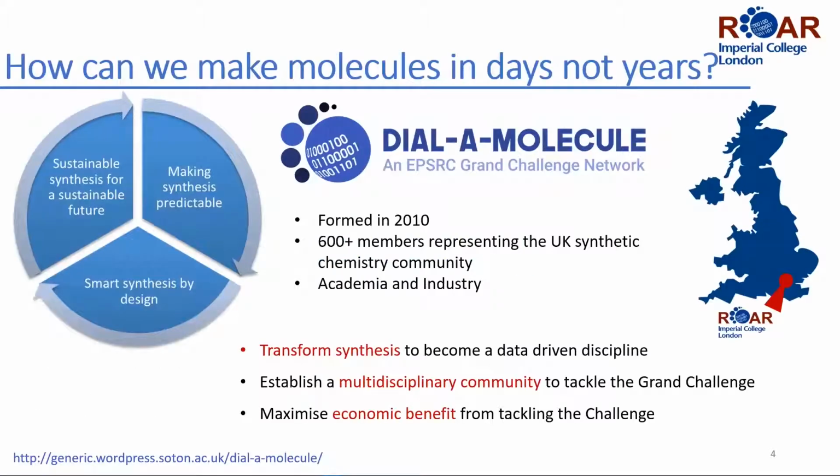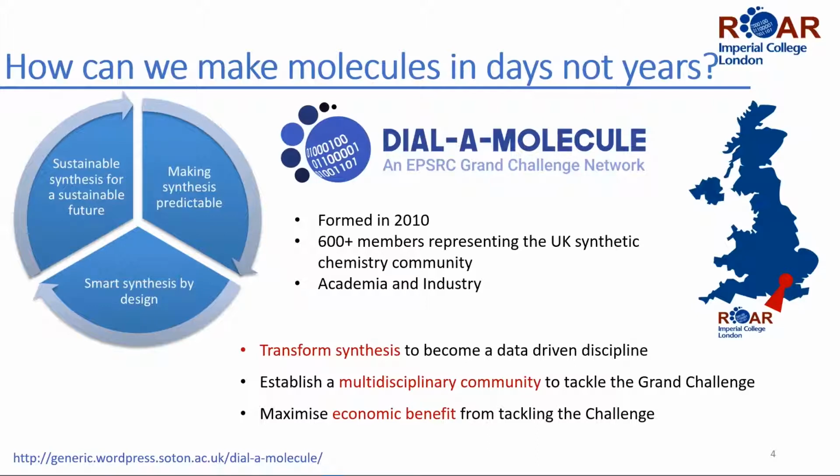What is RAW? Well, before I can tell you about RAW, I need to take a step back and talk about Dial-a-Molecule. This is a network formed about 10 years ago in the UK, made up of synthetic chemists and chemical engineers from across academia and industry. It's really thinking about the changes we need to make to synthetic chemistry over the next 10 to 20 years to make it a truly predictable science. The tagline is, how can we make molecules in days, not years? Key to this is making synthetic chemistry a data-driven discipline, and so design of experiments has a really key role in this.